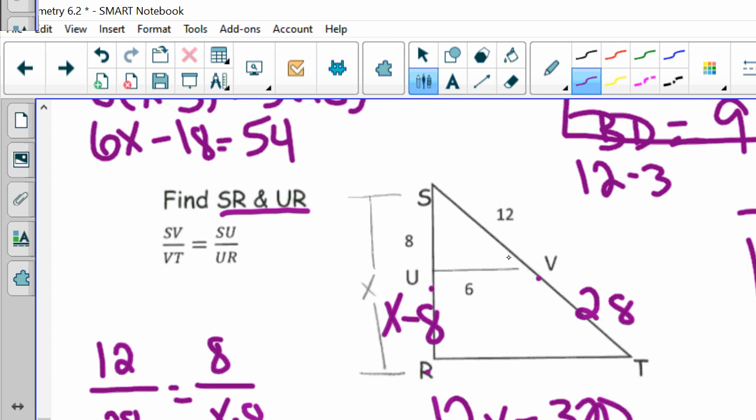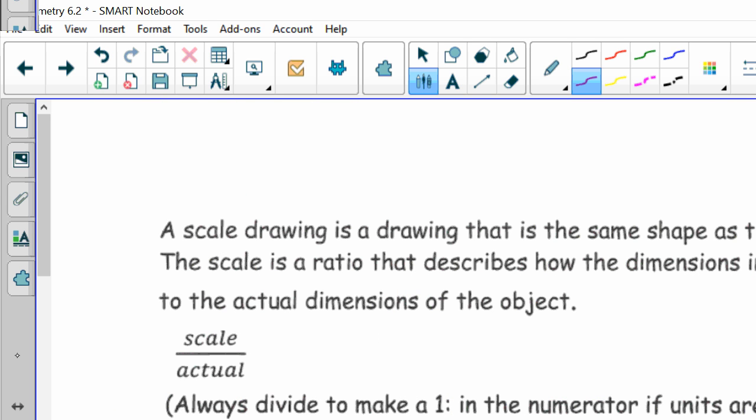Go to our last page of notes. Here we're looking at scale drawings. It tells me that a scale drawing is a drawing that is the same shape as the object it represents. The scale is a ratio that describes how the dimensions in the drawing are related to the actual dimensions of the object. So it's scale over actual, and then it tells me we always divide to make a 1. We make it a 1 in the numerator if the units are not the same, in the denominator if the units are the same.